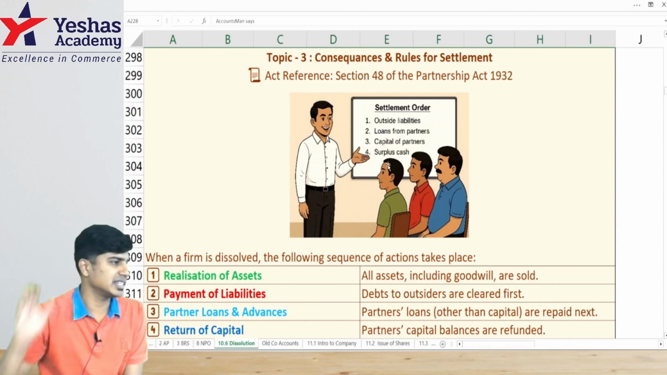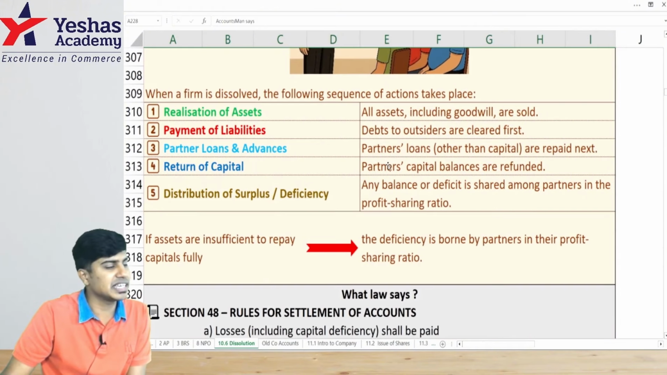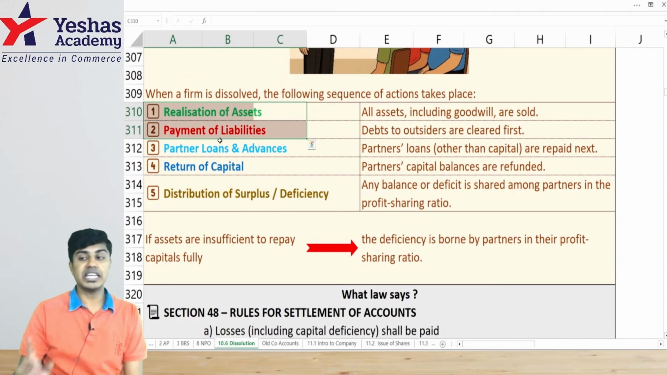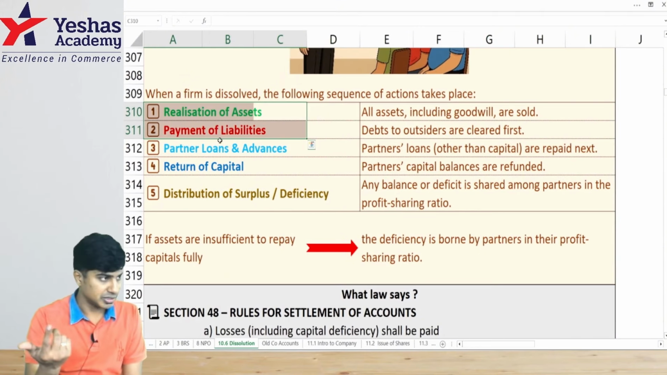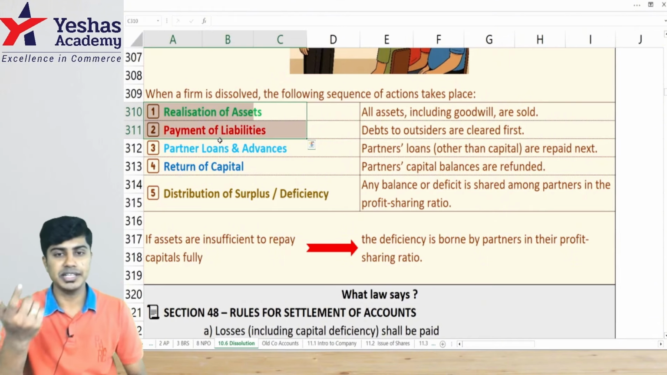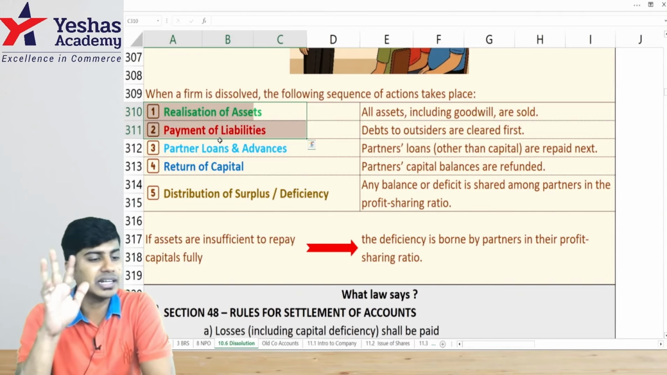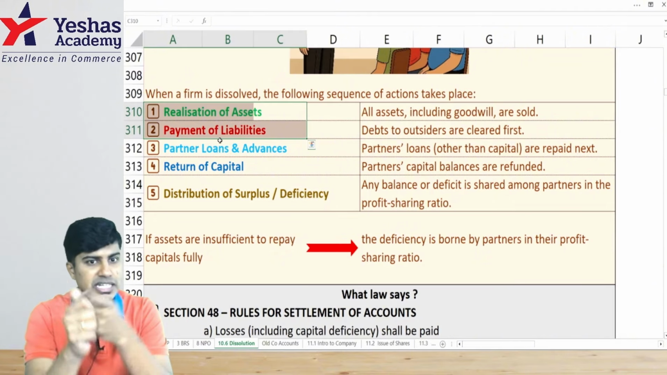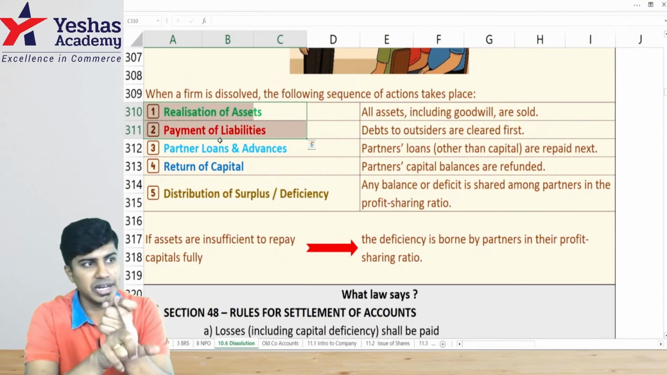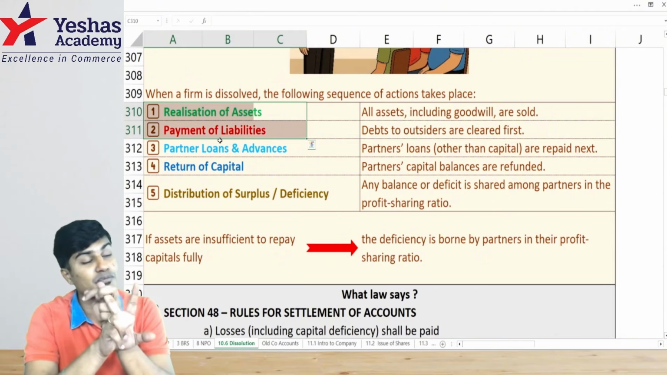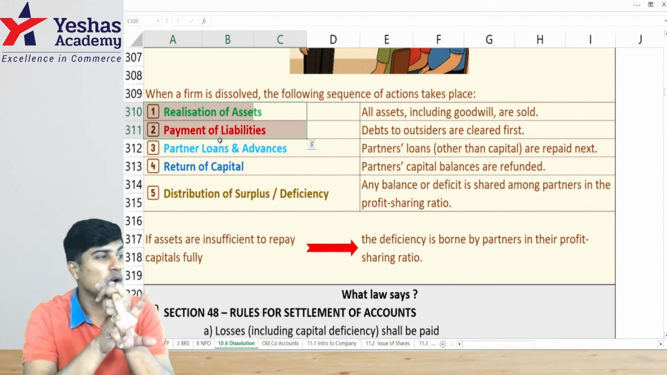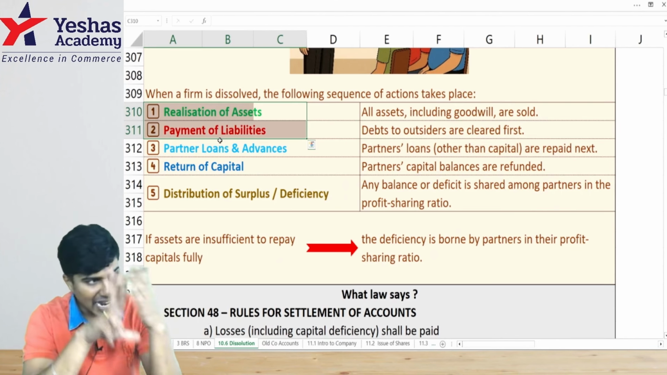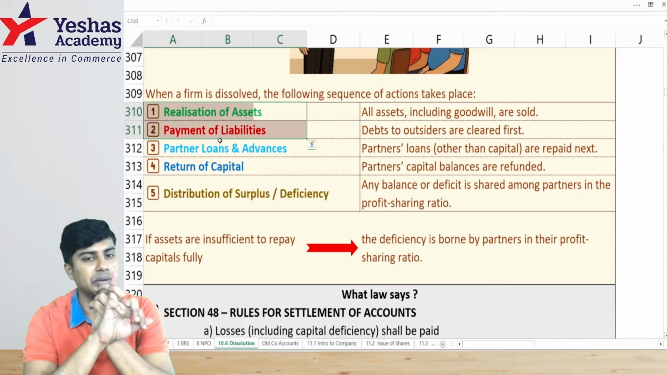First you sell the assets. Step 1, realization of assets. Step 2, payment of liabilities. When you say liabilities, at first you pay outside liabilities. After you pay outside liabilities, with the money that is left, you will pay partners' loans and advances. Step 3, payment of partners' loan and advance, which is what a partner has paid to the firm over and above his or her capital. After that, leftover money will be used to pay capital.